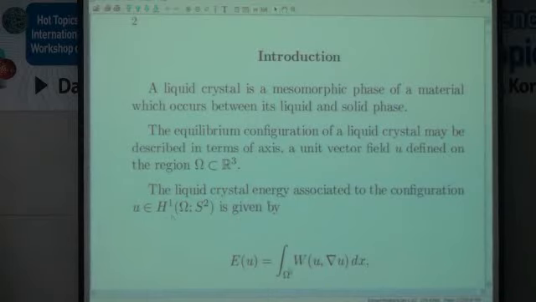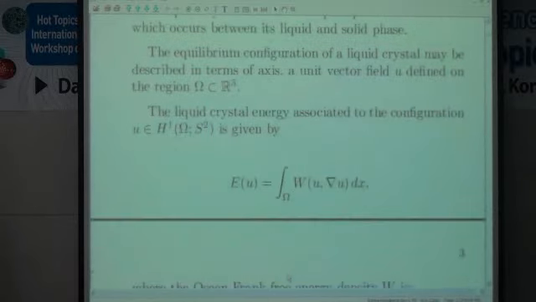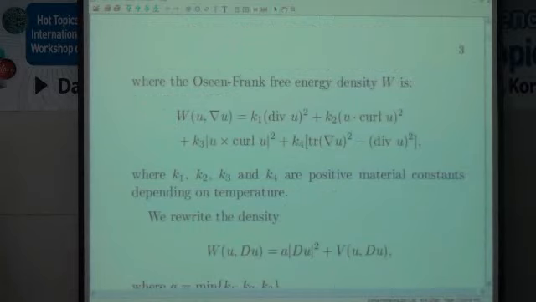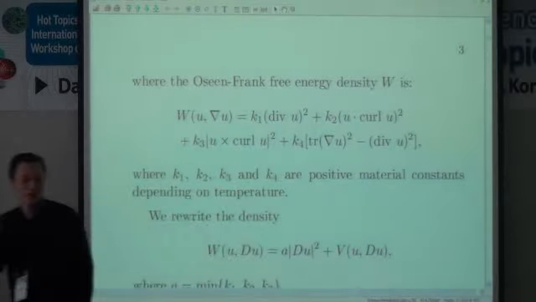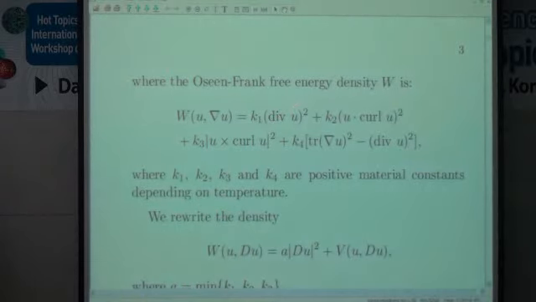In physics, you define the total energy on this domain, omega, and W is what we call the Oseen-Frank density. The Oseen-Frank density is determined by four constants. I just realized that here it's not right, so it should be K2 plus K4. So this is the divergence of u, plus K2, u dot curl u, and u cross curl u. I think for these constants you have physical meaning. Maybe K4 should be like K2 plus K4, something like that.